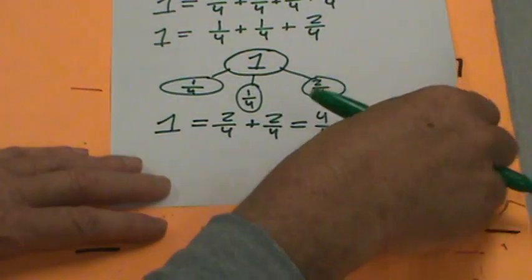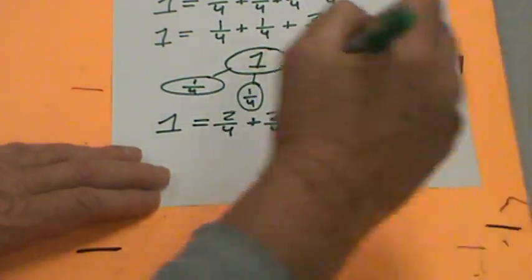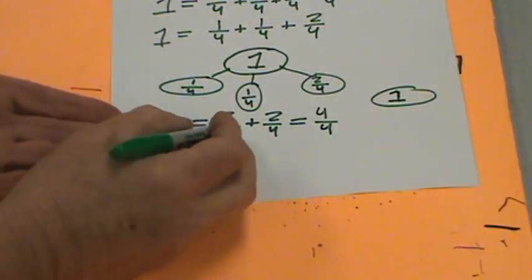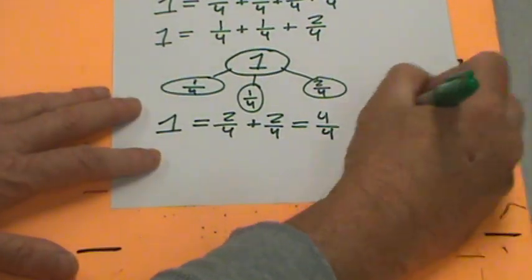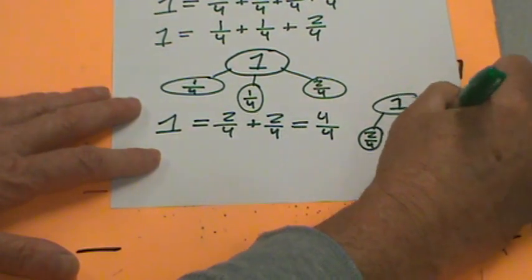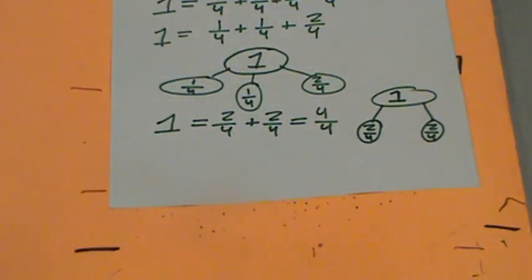Let's decompose it. I'm going to say a 1 here, my 1 whole. Hi, I'm a 1 whole. And we're going to just decompose it into 2 fourths and 2 fourths. And there we have it. And let's do one more.